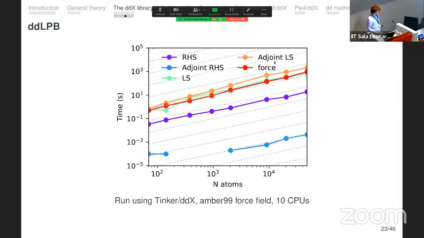And then the DLPB, the DLPB is even more costly because we have two equations. One for the outside, as we saw earlier, we have the screened Poisson outside, and then we have the Poisson inside, and those are coupled through complicated conditions, so it's more costly. But again, we see the same trend, even if it's more costly. And yep, the adjoint right-hand side was too fast. I couldn't really measure the time.